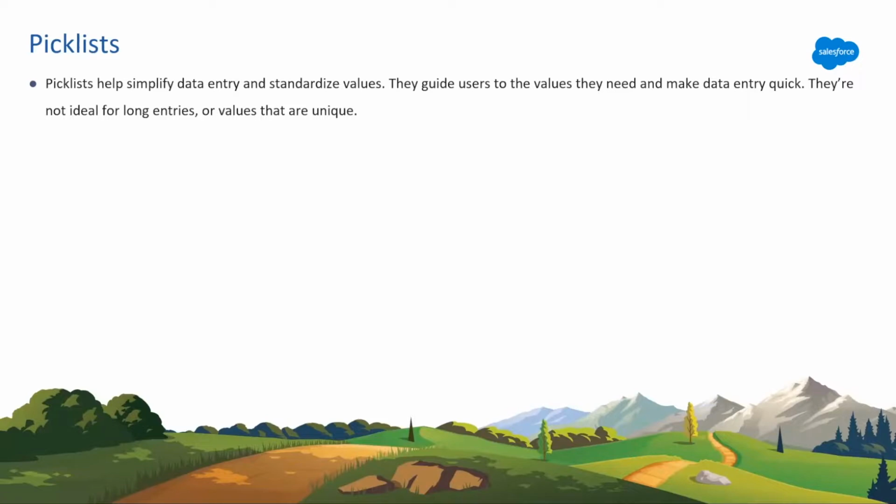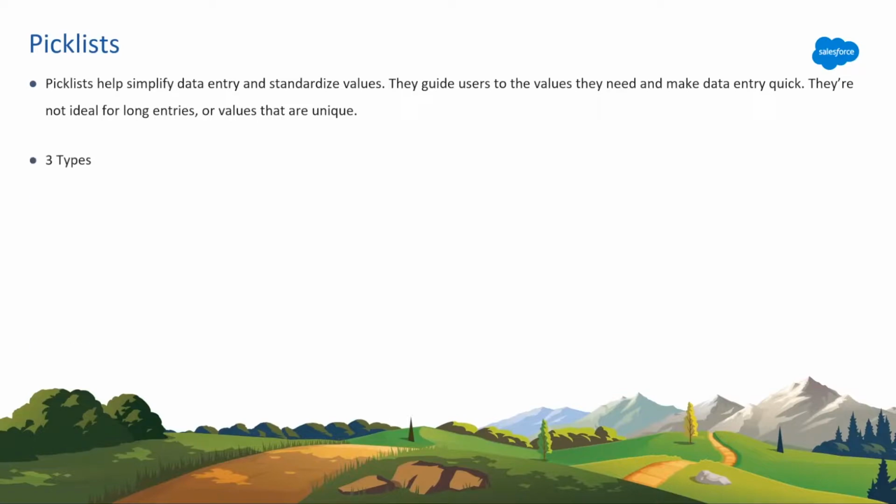So pick lists themselves help simplify the data entry and standardize values, so you're not letting your users just put in whatever information they want. Some of the key parts are making sure that there is a comprehensive list, but at the same time not having a ridiculous number of pick list options, so it's not going overboard. Also not having really long entries. If it's 5, 6, 7 word pick list values, that's not ideal either.